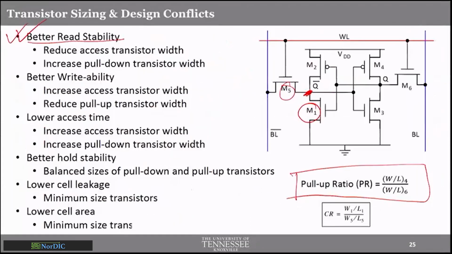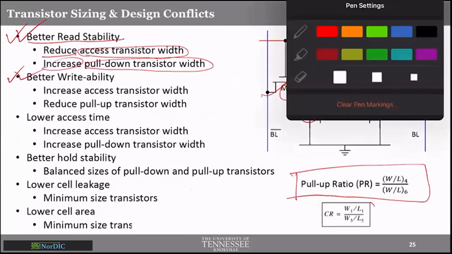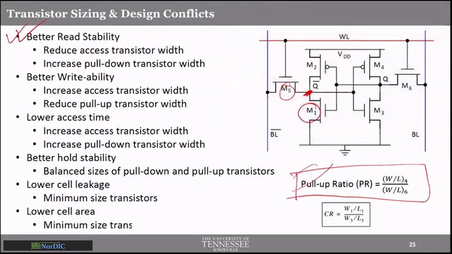For better read stability, we have just talked about how the access transistor width should be reduced and the pull-down transistor width should be increased. We already know that. For better writability, we also talked about the cell ratio. By the way, for read stability, we talked about the cell ratio. For writability, we talked about the pull-up ratio. And we just finished talking about the pull-up ratio, where we mentioned M6 should be larger.